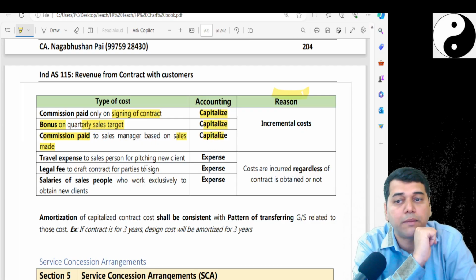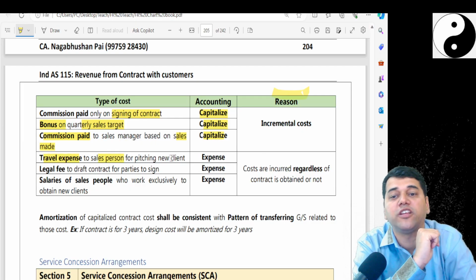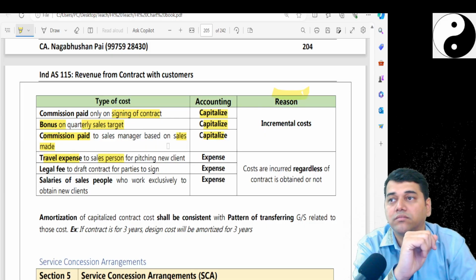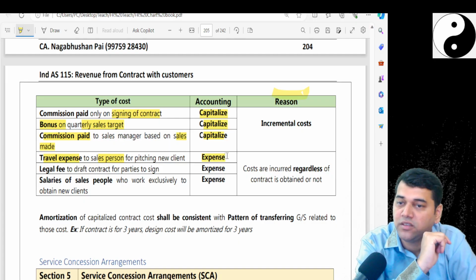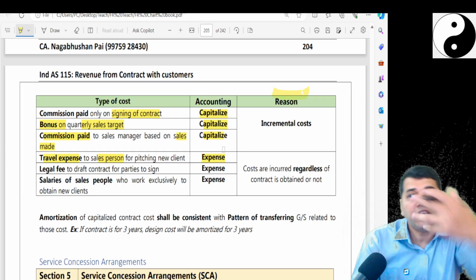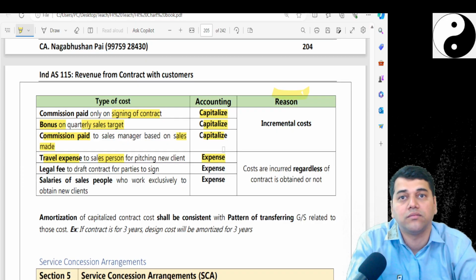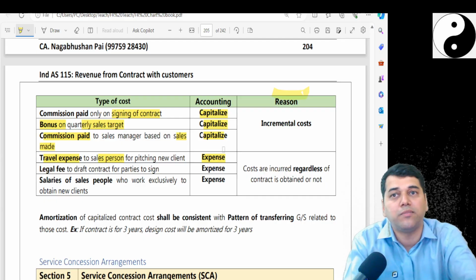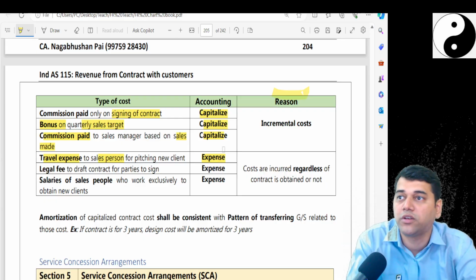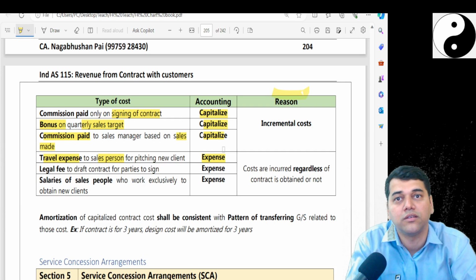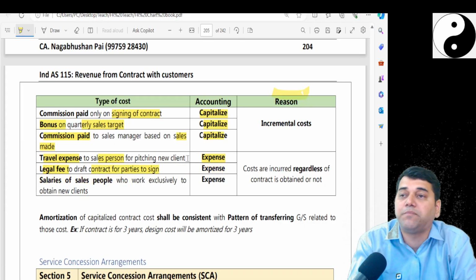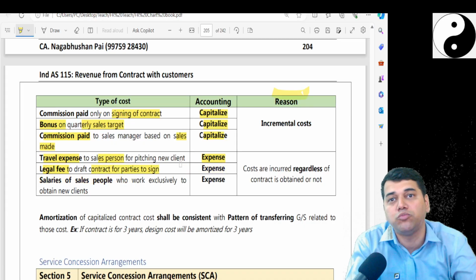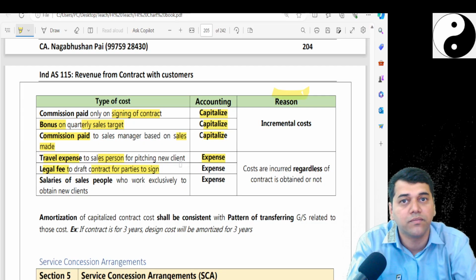Which one should you not capitalize? Travelling expense paid to the salesman to pitch to a new client, to go and talk to a client. No, charge it as an expense, because that cost may give you a contract, may not give you a contract. But you cannot avoid that. You cannot tell the salesman, oh, if the contract comes only, I will reimburse your flight charges. Next time you will not go. Legal fees to draft the contract for parties to sign: parties can walk away at the last moment, but you have to pay the lawyer fees there.